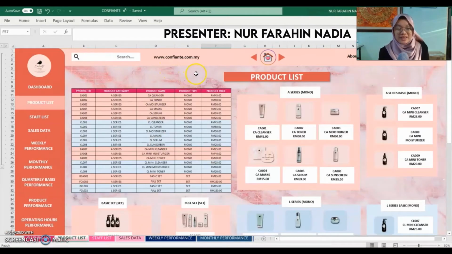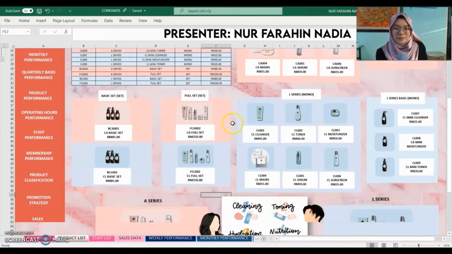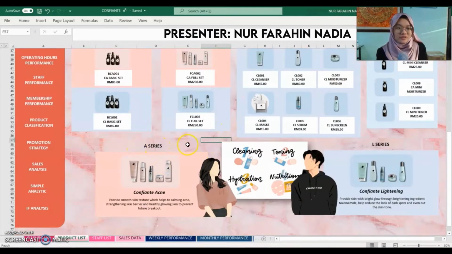So I would like to explain briefly on what products we sell. We have two series, A series and L series. A series stands for Confiante Acne. So Confiante Acne provides smooth skin structure which helps to calm acne, strengthen the skin barrier, and give a healthy glowing skin effect, which then can prevent future breakouts.